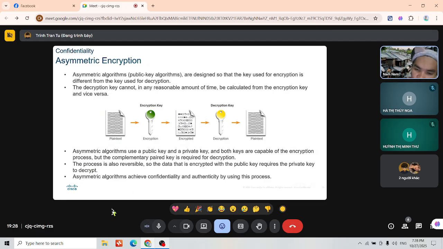Asymmetric algorithms use a public key and a private key, and both keys are capable of the encryption process, but the complementary paired key is required for decryption. The process is also reversible, so data that is encrypted with the public key requires the private key to decrypt. Asymmetric algorithms achieve confidentiality and authenticity by using this process.